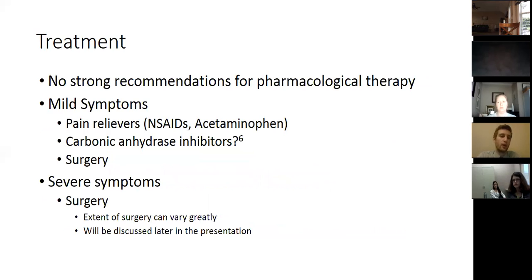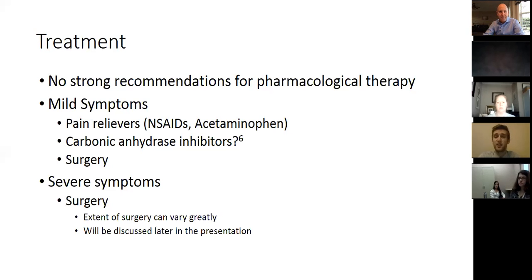As far as treatment goes, for medical management, there are no strong recommendations for pharmacological therapy. Almost all the fixes, if they're severe enough, are done with surgery. In patients experiencing mild symptoms, pain relievers such as NSAIDs and acetaminophen are sometimes used by practitioners. There is a theoretical indication for carbonic anhydrase inhibitors, which we'll discuss in just a bit. Patients who may be on the borderline can sometimes elect to have surgery depending on how bad their symptoms are and how much it's affecting their life. Patients with severe symptoms are typically just medically managed until they can undergo the surgery.